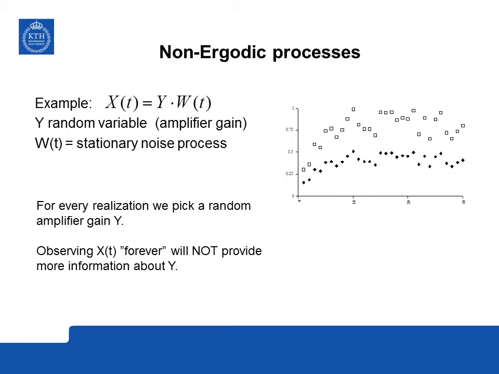And it's obvious that if we look at one realization, let's say the black realization, we can observe this forever. It won't give us any more information about y. We get only a single estimate of y, but just observing it more and more won't improve our estimate of y. So the only way to get information about y is to look at multiple realizations. So we have to restart the simulation several times and get different y's.